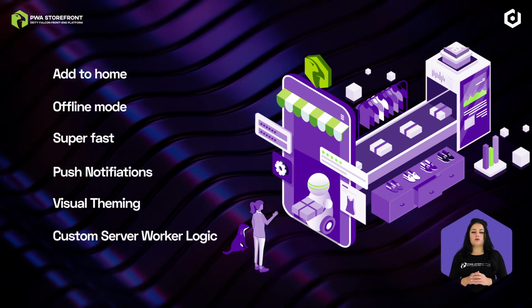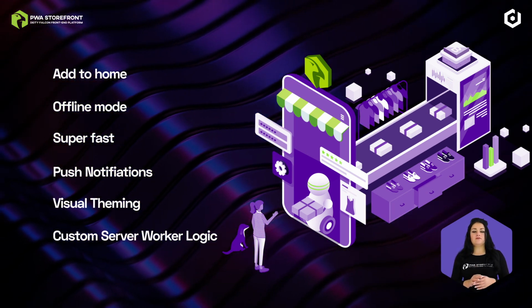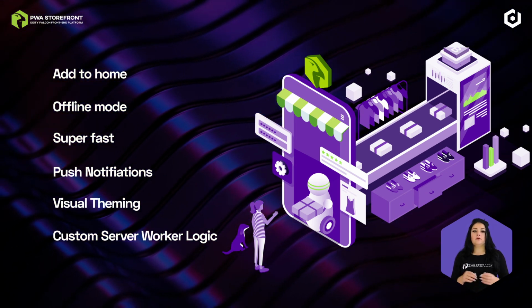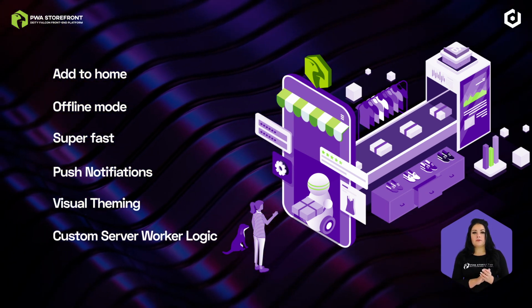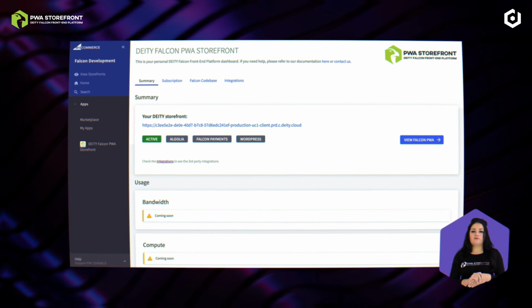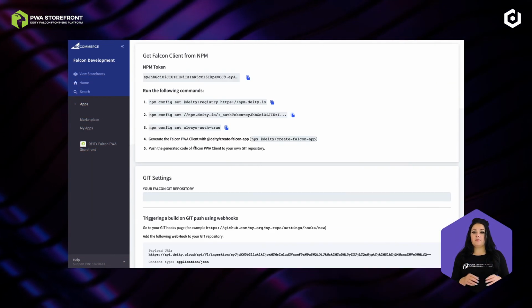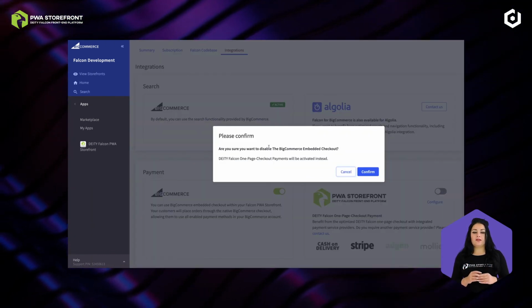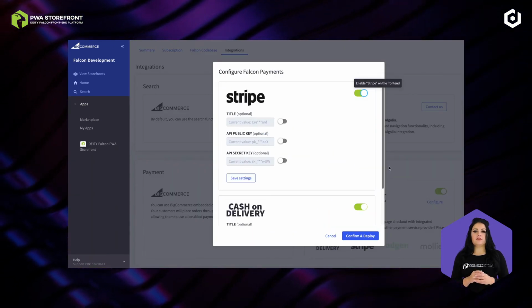Support for custom server worker logic. And for those who are more technical and like the freedom to add their own logic, Falcon makes sure you have the full capability to add any custom server worker logic, without adding complexity or creating complex dependencies. Getting started with Falcon PWA Storefront is very easy. Go to your BigCommerce environment, find Channel Management tab and enable your Falcon PWA Storefront. Within minutes, we automatically install your own Falcon environment, so you can start building the best PWA experience for your customer.